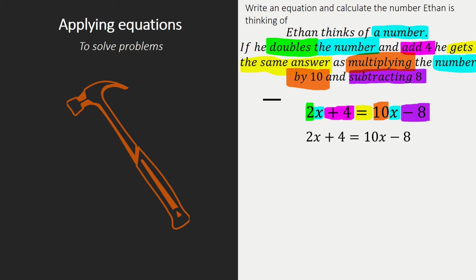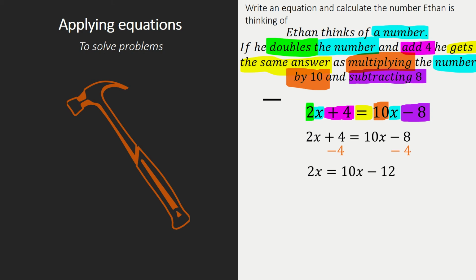Let's have a look without colors. We have 2x plus 4 equals 10x minus 8. We want to have all letters on the left-hand side and all numbers on the right-hand side. Therefore, we need to subtract 4 on both sides to maintain balance. If we subtract 4 on the left-hand side, we will get 0. If we subtract 4 on the right-hand side, we will get minus 12. So we get 2x equals 10x minus 12.